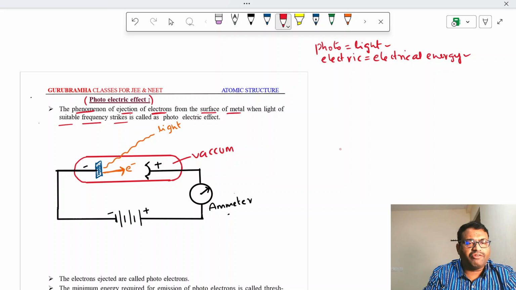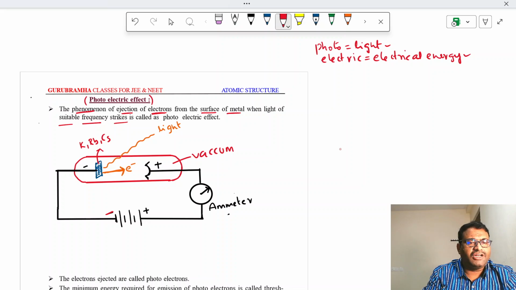So in this evacuated discharge tube, what is taken? A metal is taken which is connected to the negative terminal of the battery. This metallic surface is made of first group elements like rubidium, cesium, potassium. Why are we taking these alkali metals?